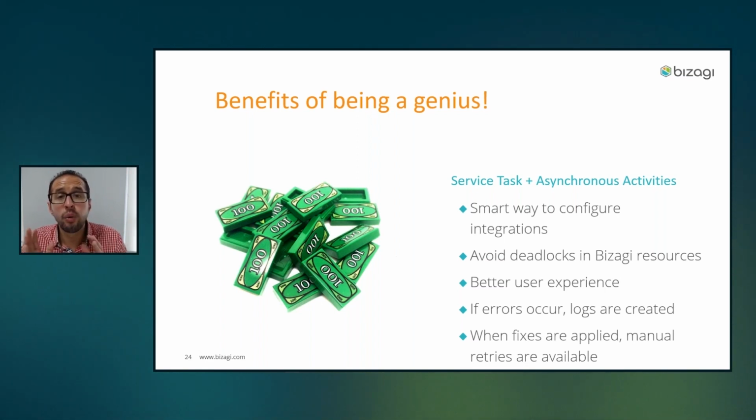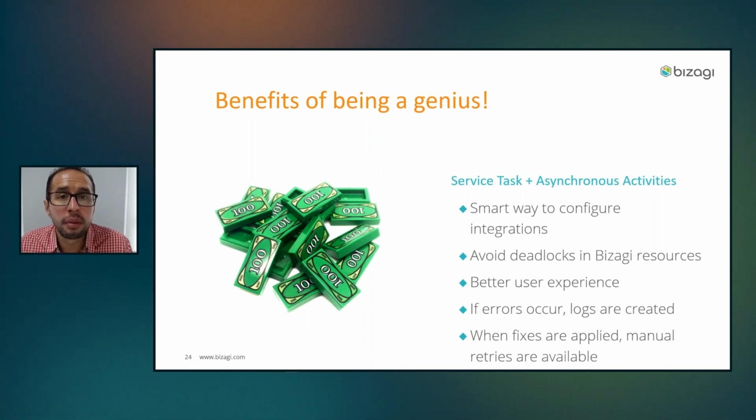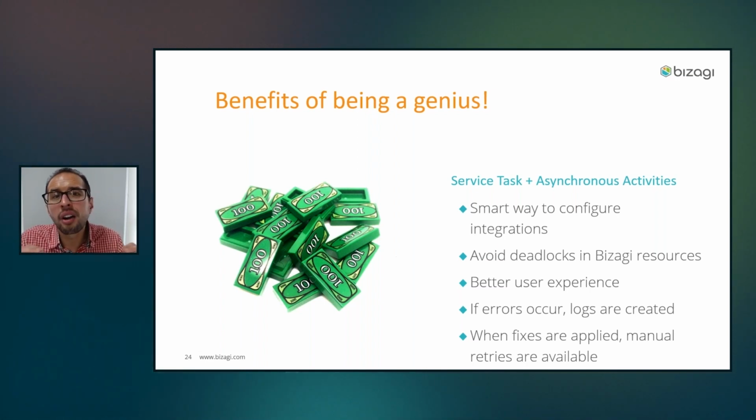That means we cover those situations where the integration fails because the external system was presenting an error for a short period of time, for a couple of seconds or even a couple of minutes. In those cases, no human intervention will be required. The integration will be executed successfully after that. We are going to avoid deadlocks in Bizagi.